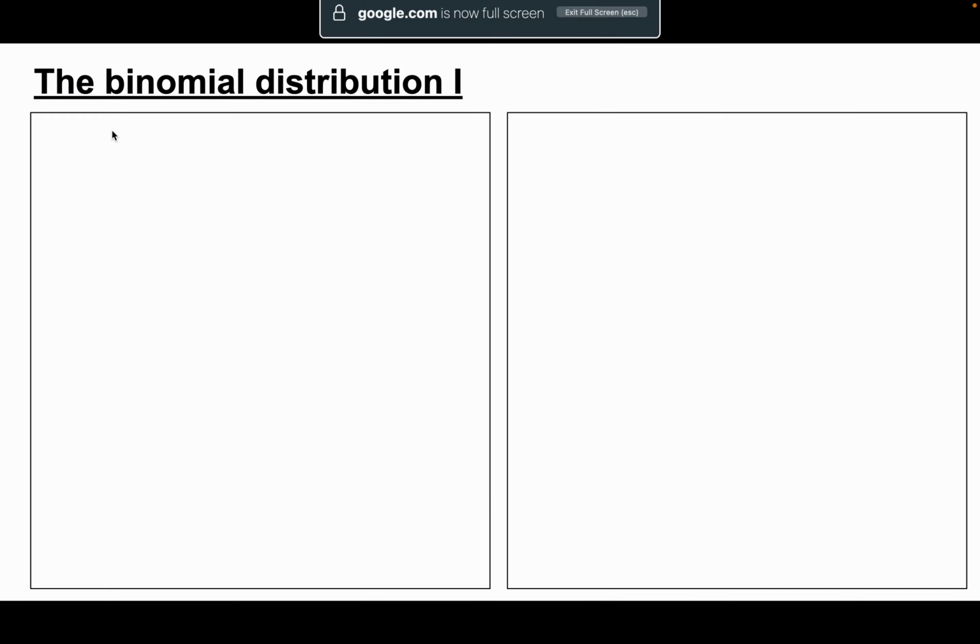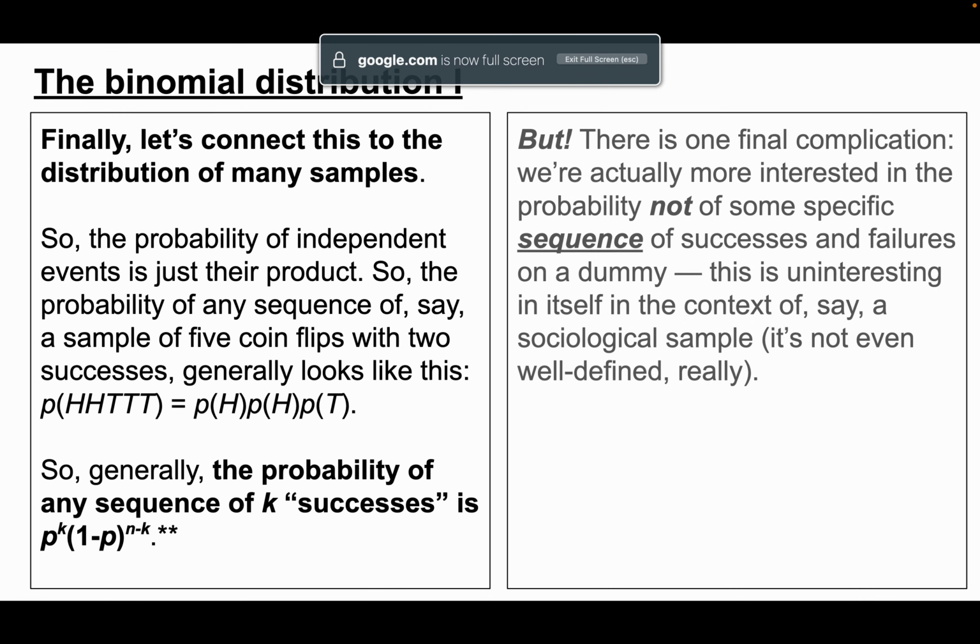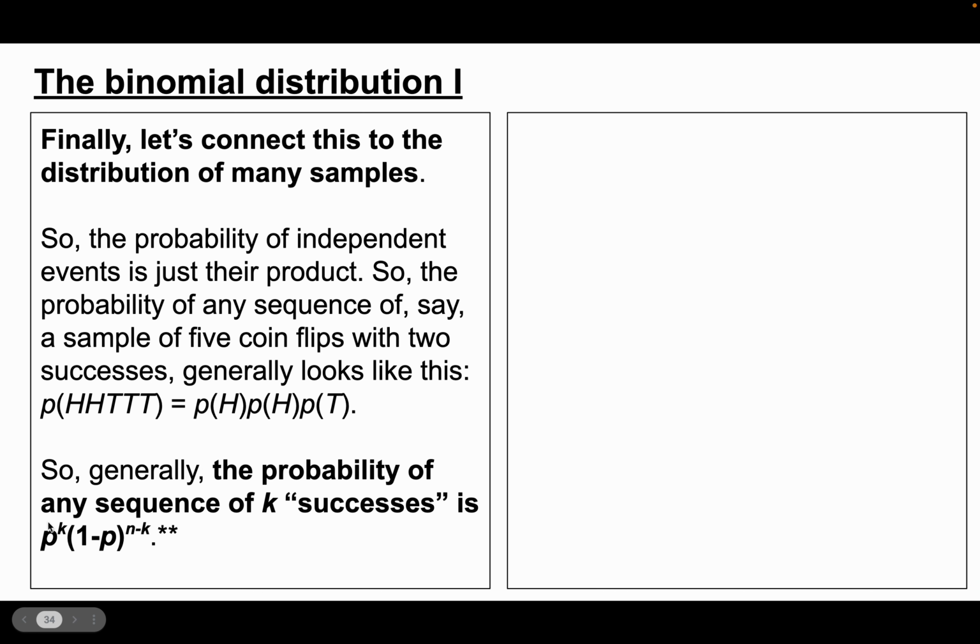So, generally speaking, the probability of any sequence of k successes is equal to p to the k times 1 minus p to the n minus k. And stop and meditate on that for a second because that's a little bit tricky. Note that we're going to have the probability of k successes by definition. So we multiply p by itself k times. That's what p to the k means.